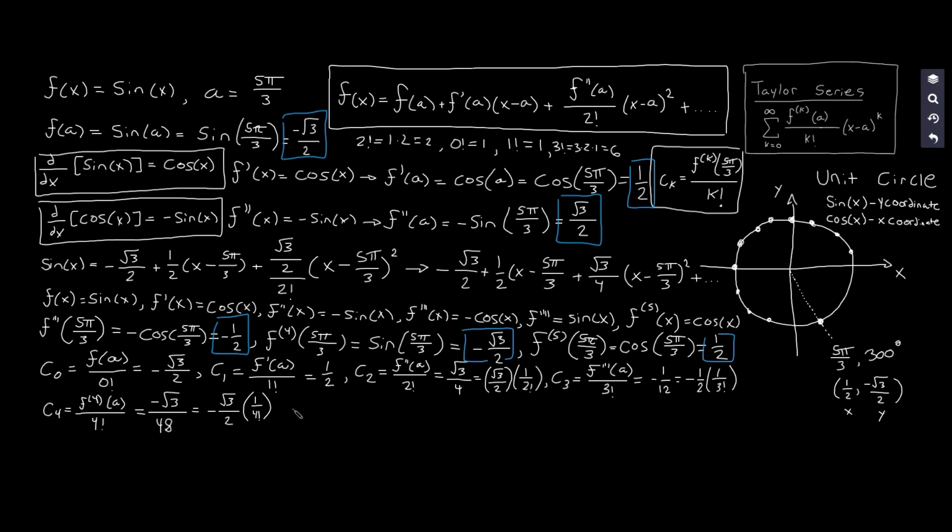And then the last one is going to be c sub 5. This is the last one because we wanted the first 6, but we're starting at 0, so it is 6.